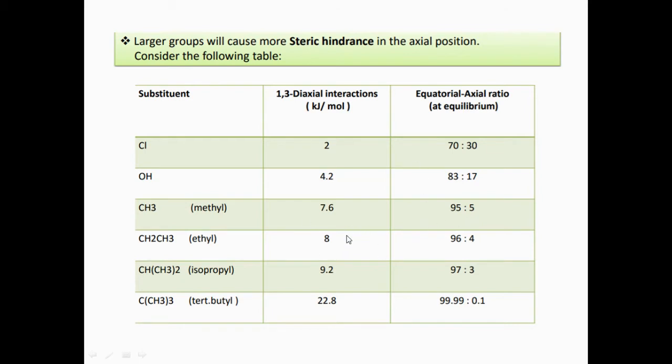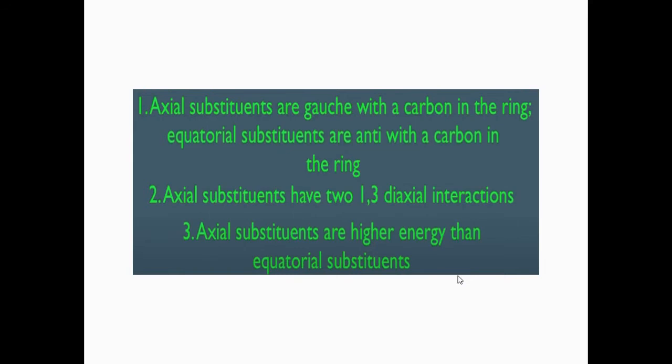As the substituent size increases, the 1,3-diaxial interaction also increases, and correspondingly the percentage of the equatorial form increases. So the net effect is that axial substituents are gauche with the carbon in the ring, and equatorial substituents are anti with the carbon in the ring. Axial substituents have 1,3-diaxial interactions and are higher in energy than equatorial substituents. Hence, in mono-substituted cyclohexane, we prefer the equatorial position over the axial position.